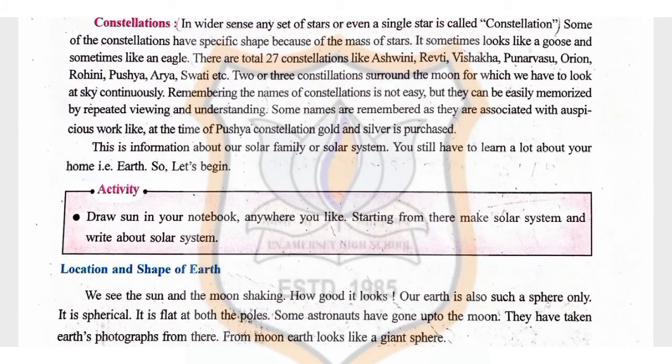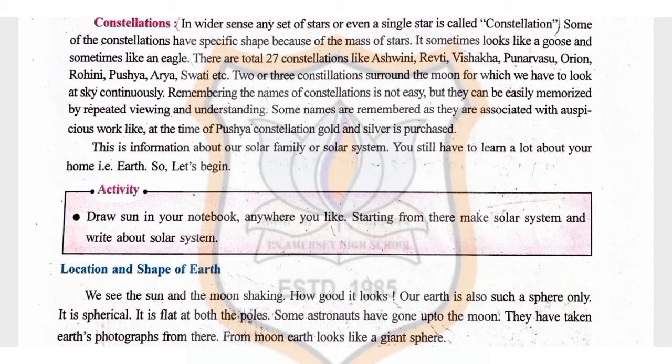Now next is constellation. In a wider sense, any set of stars or even a single star is called a constellation. Some of the constellations have specific shapes because of the mass of stars. It sometimes looks like a goose and sometimes like an eagle. There are a total of 27 constellations like Ashwini, Revati, Vishaka, Punarvasu, Orion, Rohini, Pushya, Arya, Swati, etc. Two or three constellations surround the moon, for which we have to look at the sky continuously.